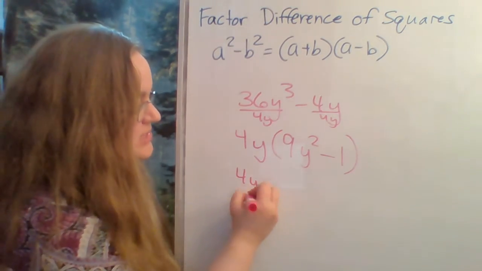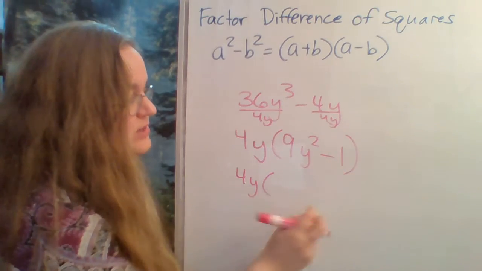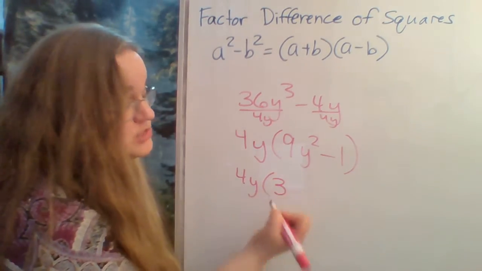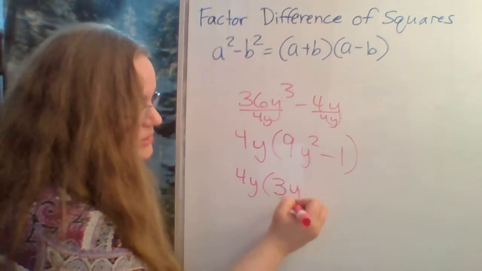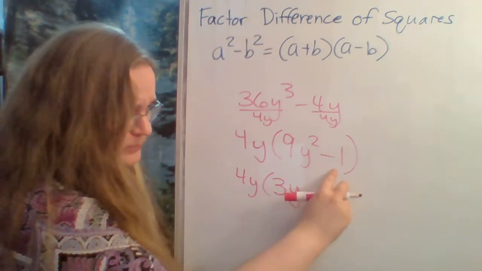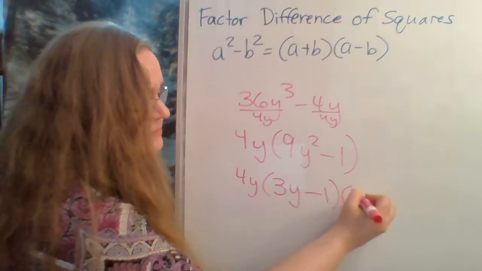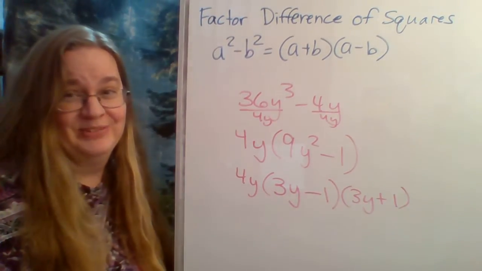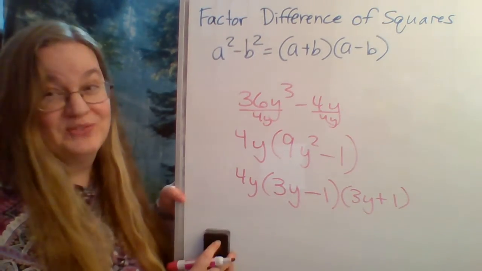Now that I have my GCF out, I have two perfect squares. The square root of 9 is 3 because 3 times 3 is 9. The square root of y squared is y. And the square root of 1 is 1. Then the same thing, but with a plus sign. Okay, let's look at one more of those examples.